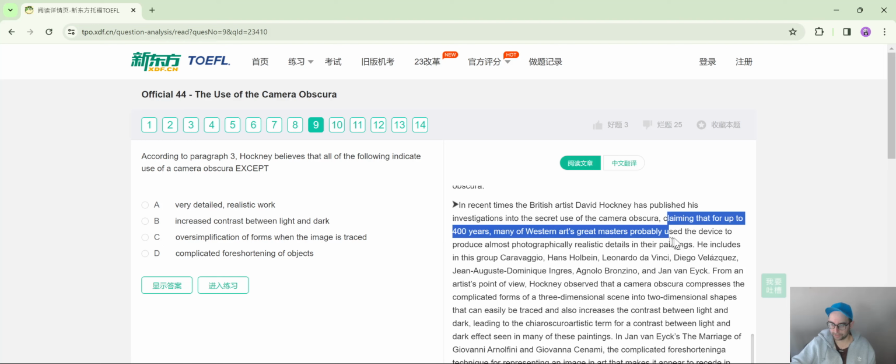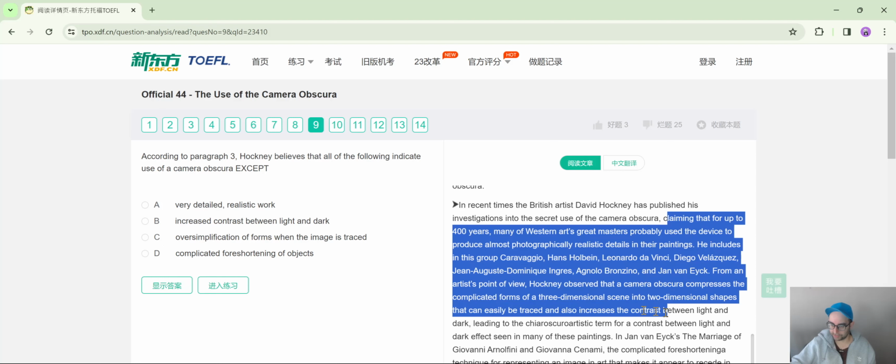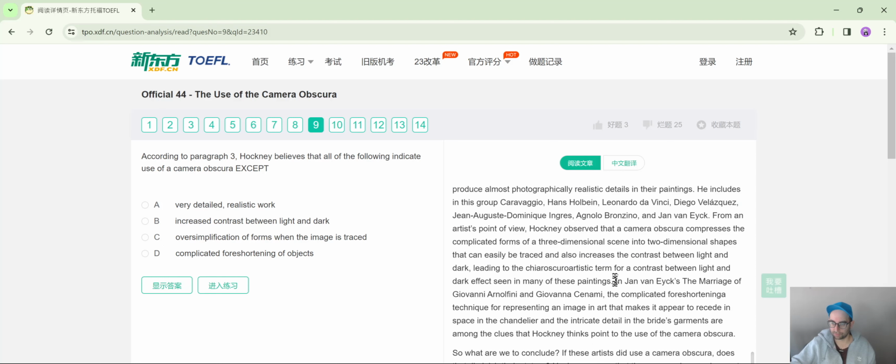Oversimplification. So we could go faster because we kind of read this stuff. You're going through it. Oversimplification. Oversimplification. I see complicated. No, that's kind of the opposite. Foreshortening, no. It's not there, so probably C's the answer because it's not even mentioned. But let's just check D. I just want to show you that it is there. So complicated foreshortening of objects.